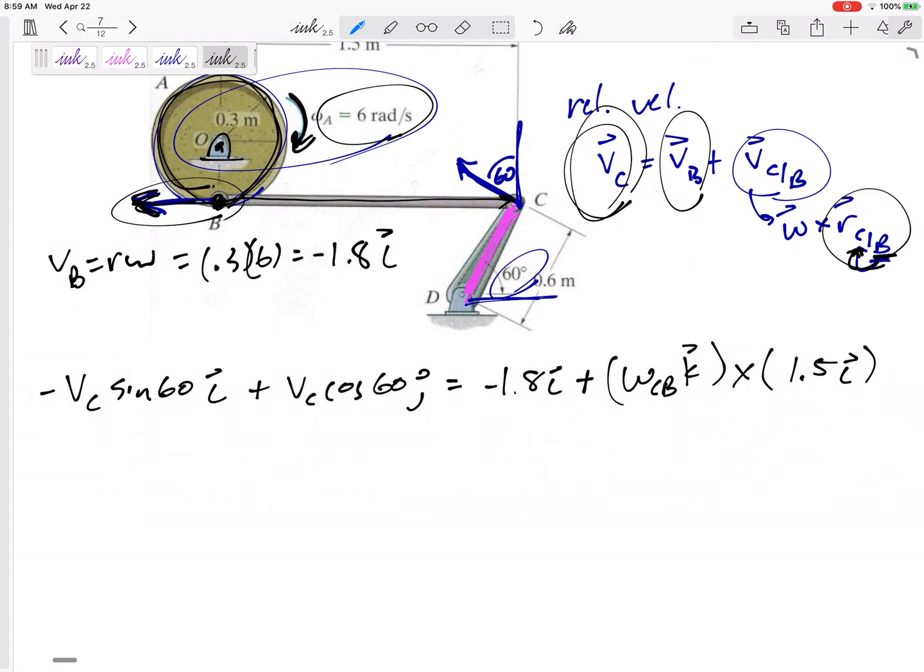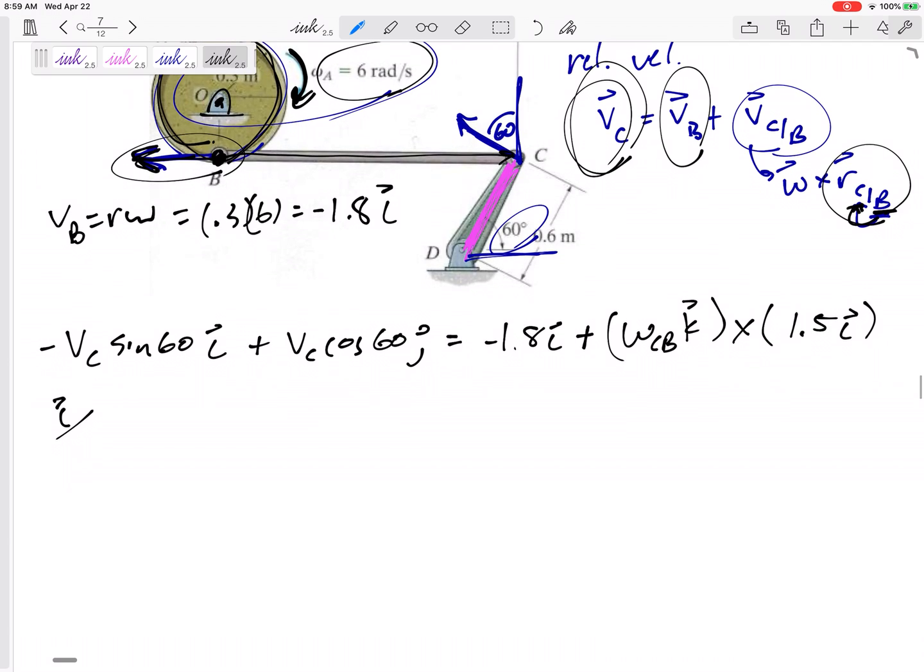All right, so that one equation has two unknowns, VC and omega of CB. So that's fine. If you get that one equation and it's got three unknowns, you did something wrong. If that one equation has one unknown, you probably did something wrong. Generally, we're going to have two unknowns, an I and a J equation we can solve for those two unknowns.